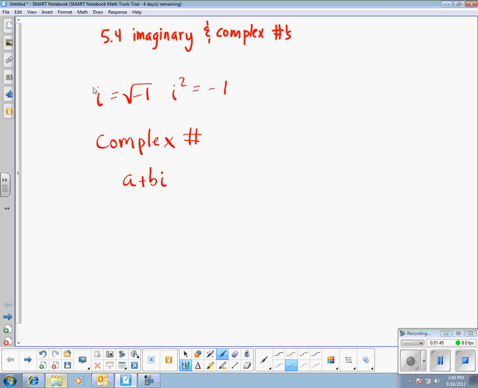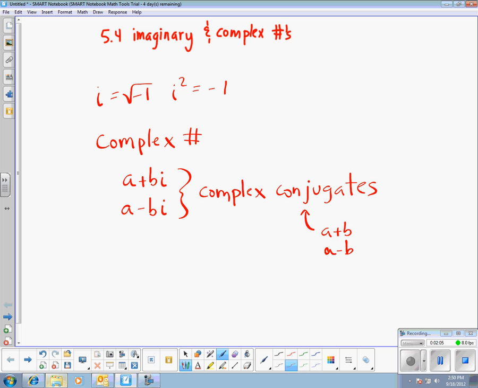Complex numbers usually come in conjugate pairs. These would be called complex conjugates. Conjugates in general are a plus b and a minus b. They're not opposites of each other. It's not like you take one and multiply it by -1 and you get the other. It's just that the second part is added in one and subtracted in the other. And the complex conjugates that we get as a result of the quadratic formula today are always going to come in conjugate pairs.